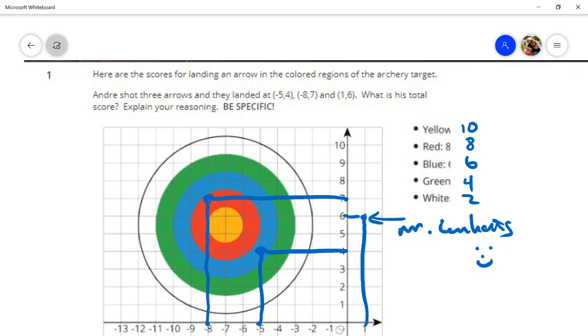Okay, so the reason I drew the lines here is just to kind of show you how they connect. I think you had it at this point, but I'm going to make sure you're pretty good. So let's count it up. Let's start with the first one, negative 5 and 4. Negative 5 and 4 was right here in the blue, so they got 1 in the blue. Negative 8 and 7 is in the red. They got 1 in the red. And then 1 and 6, that would count as the white. So that means I'd have 8, 6, and 2. So that would be 16 points.